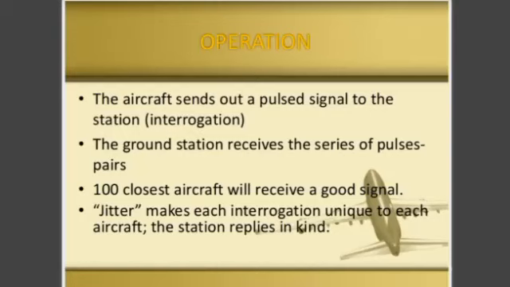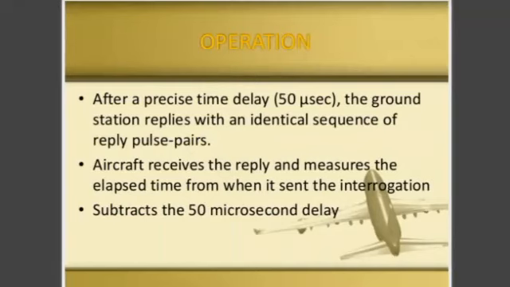So as I told, the interrogator will transmit a pair of pulses and this pair of pulses will be received by the ground station. Then the ground station will reply with the identical sequence after a precise time delay. Usually it is 50 microseconds. The identical sequence means the pair of pulses with the same delay as it is received, and this reply will be received by the interrogator in the aircraft.